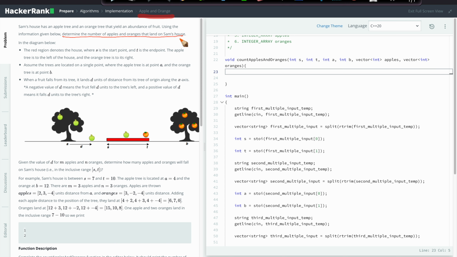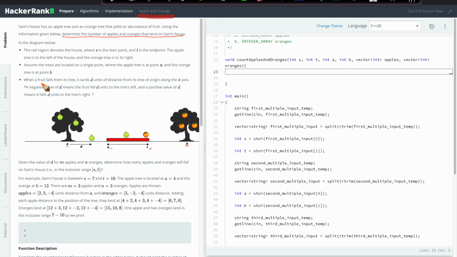Okay, so where is Sam's house? Let's see. In the diagram below, the red region denotes the house, where S is the starting point and T is the end point. Okay, this is Sam's house, S and T, the start point and end point. Assume the trees are located on a single point, where the apple tree is at point A and the orange tree is at point B. Here this is the apple, this is the orange base point.